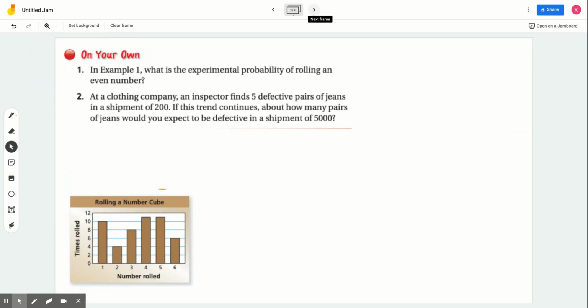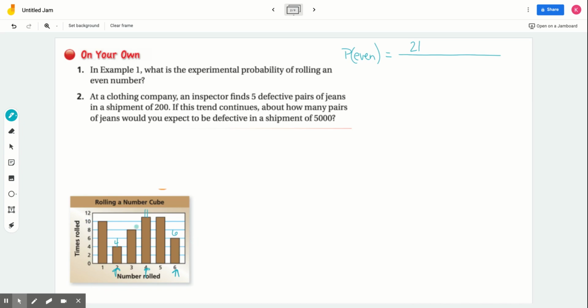Here, in example 1, what is the experimental probability of rolling an even number? So we would write this out like this. We would say the probability of an even number is equal to the number of times it happened out of the total number. So we're going to use this chart down here. So we know that even numbers are 2, 4, and 6. And we would add these amounts up. So we have 4, 11, and 6. When we add those up, we get 21.